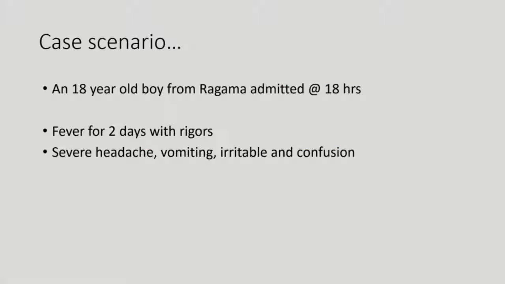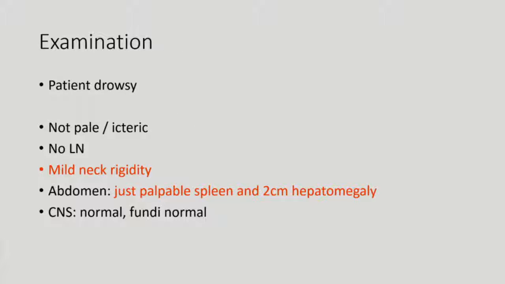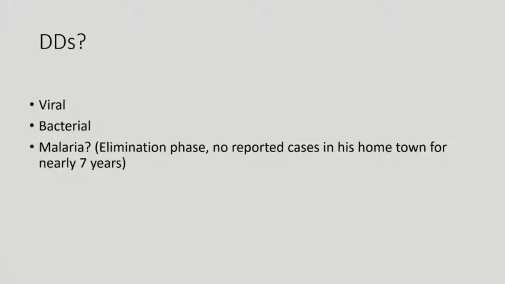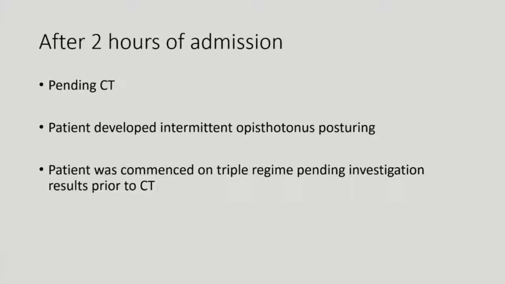Okay, this is a case. This is an 18-year-old boy from Bragama admitted around 6 p.m. with fever for 2 days and body aches, and he was confused and irritable. He had mild neck rigidity and a just palpable spleen, but there was nothing else significant. We entertained a viral or bacterial etiology, but malaria was not thought of much because we were in the elimination phase and there were no reported cases in his hometown.